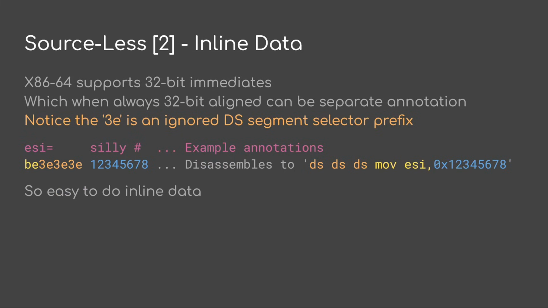One of the nice things about being at 32-bit granularity for the instruction is that the 32-bit immediates are now at 32-bit granularity as well. And so now we can just make it so that we have a tag which says this is an opcode and a tag which says this is, say, an immediate hex value, and we could show them separately with different colors. In this case, I have code for setting ESI to a 32-bit immediate, and you'll notice that this one is using the 3E ignored DS segment selector prefix to pad out the opcode to 32-bit. And then after that, we have a silly number which we're setting into ESI. That silly number is 1, 2, 3, 4, 5, 6, 7, 8 in hex. So it's very easy to do inline data this way.